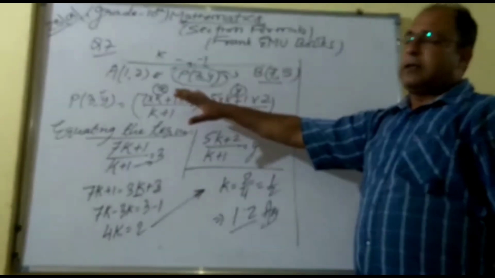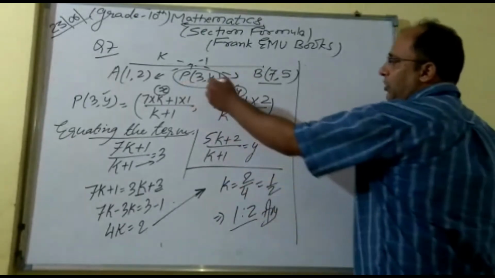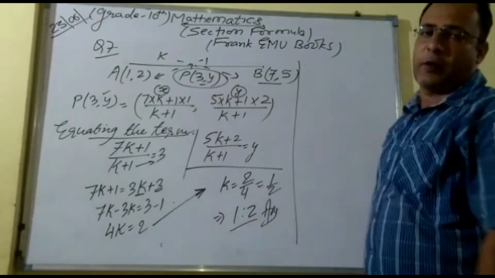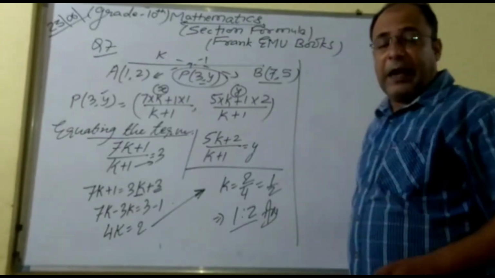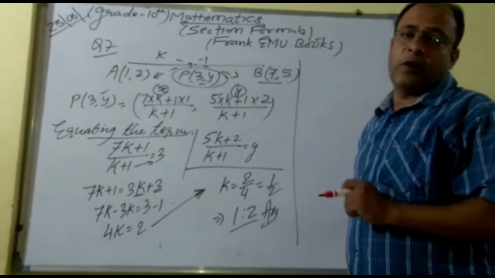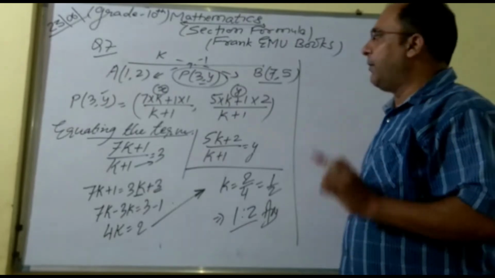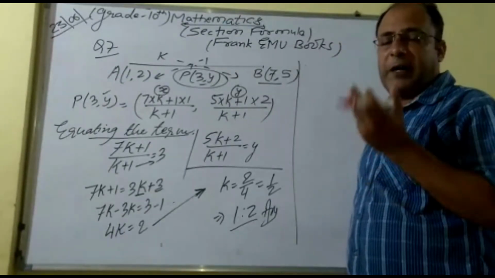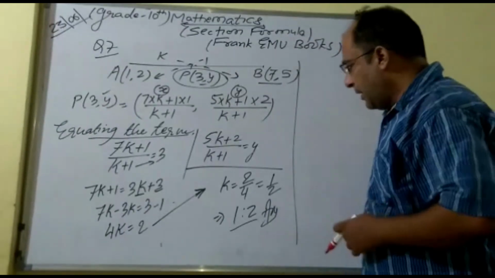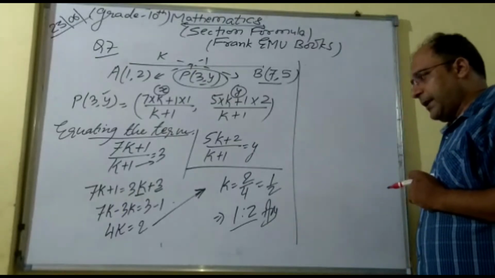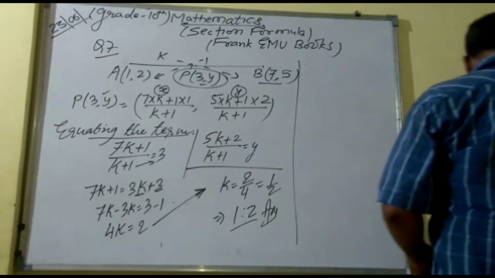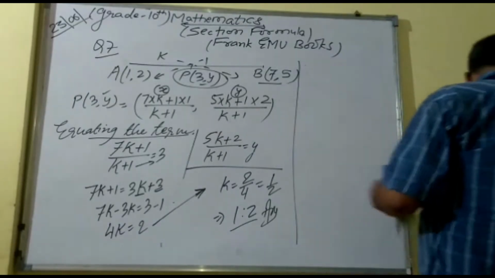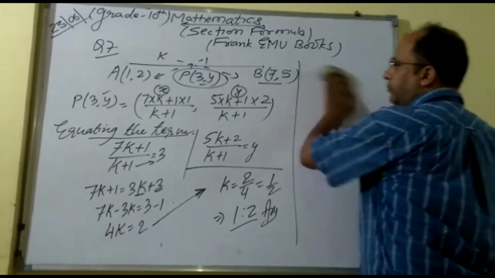Once again, see how to identify that it is 3 comma y. Why not just assume 3 comma 0? Because it is not mentioned that it is at the x-axis. It's only given x equal to 3. So it might be y0 or y might be some other point. Okay. So now some more questions we have to discuss regarding the section formula.